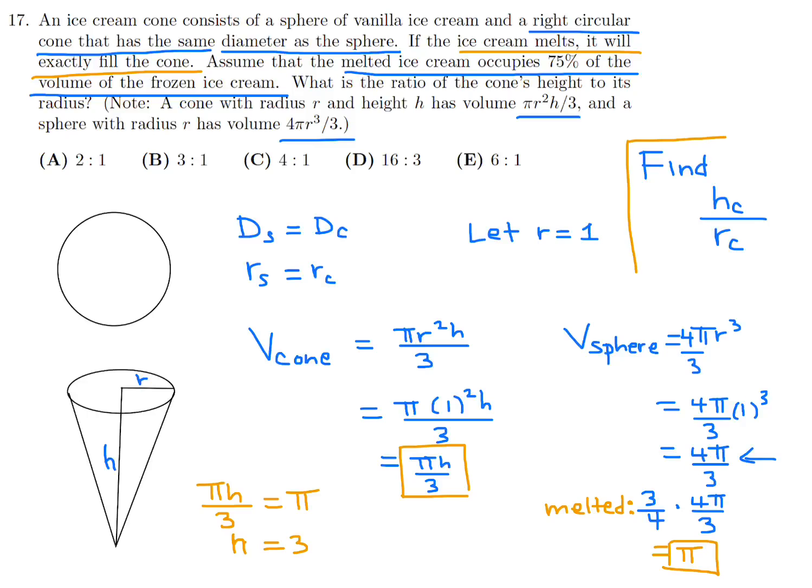We just have to go back and remember what they want us to figure out. HC over RC. Well, this is HC. I mean, you don't really need to worry about the C, but our HC was 3. Our RC, radius of the cone, well, we will let the radii equal 1, and both radii are equal to 1. So there you go. RC is 1, and therefore the ratio of height over radius is 3 over 1. And there you have it. 17 will therefore be B.